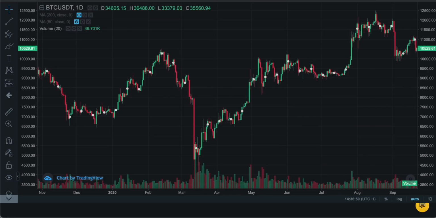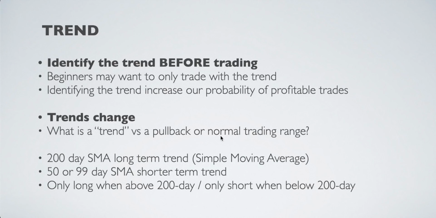So when it comes to identifying the trend, there's actually just a really easy way to do this overall. We can actually use the simple moving average or another type of moving average to tell us how the price now is in relation to how it has been previously. Why do we want to do this? Well, beginners may want to only trade with the trend because it may increase the probability of a profitable trade. That's not to say that you can't trade against the trend though, and a lot of people do actually do this.